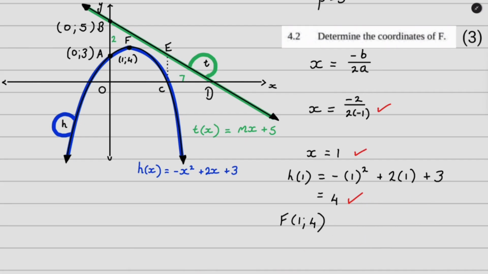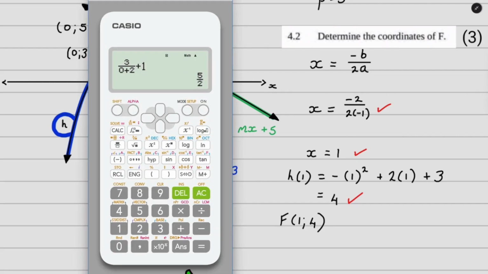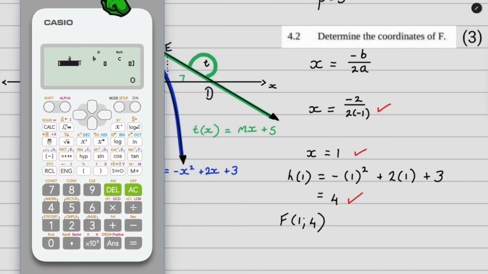Now, great news if you own a white calculator. If you go to your white calculator and you go to mode 5 and 3, then you can type in the A, B and C value from your parabola. A is minus 1, B is 2, and C is 3. So you press equals, then you press equals again.